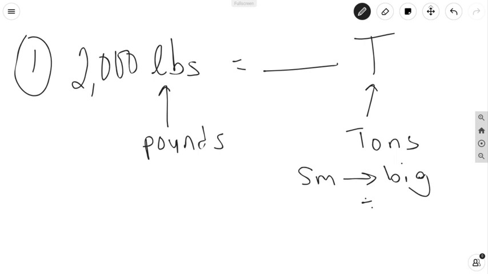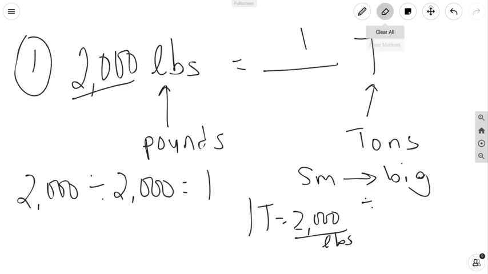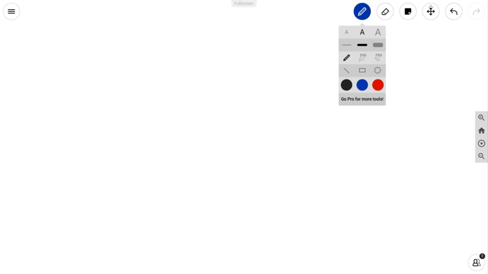Now I know, or you will eventually know, that 1 ton equals 2,000 pounds. That's a lot of pounds. All right. So if I'm going from small to big, I'm going to divide. I'm going to divide 2,000 by 2,000. So I'm going to take 2,000 divided by 2,000, and any number divided by itself is 1. So if we know that there's 2,000 pounds in a ton, then 2,000 pounds is equal to 1 ton. Nice and easy to start it off. So again, same as we've been doing. Nothing new.